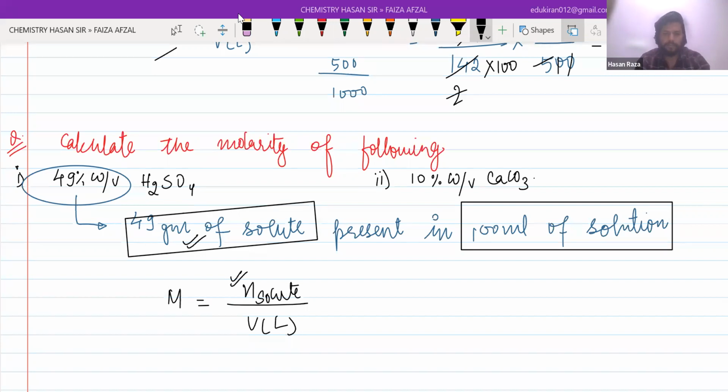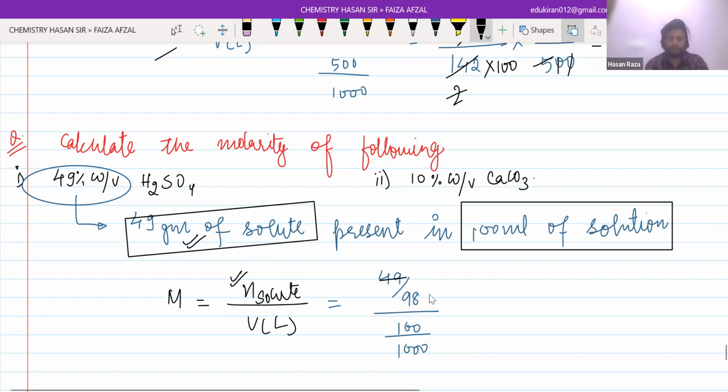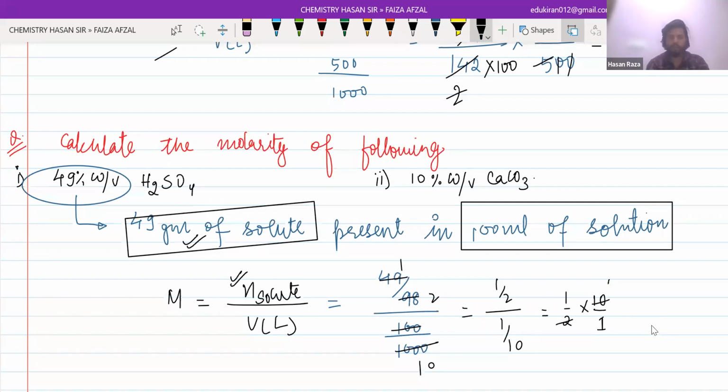It's 5 M, sir, for H2SO4. Okay, just let me check. Number of moles of solute is given mass 49 upon molar mass 98. Volume of solution is 100 upon 1000, to convert to liter. So you can easily solve here: 1 by 2, and this will be cancelled by 10. That means 1 by 2 upon 1 by 10. So that's great. You have got the right answer. Please do the second one.